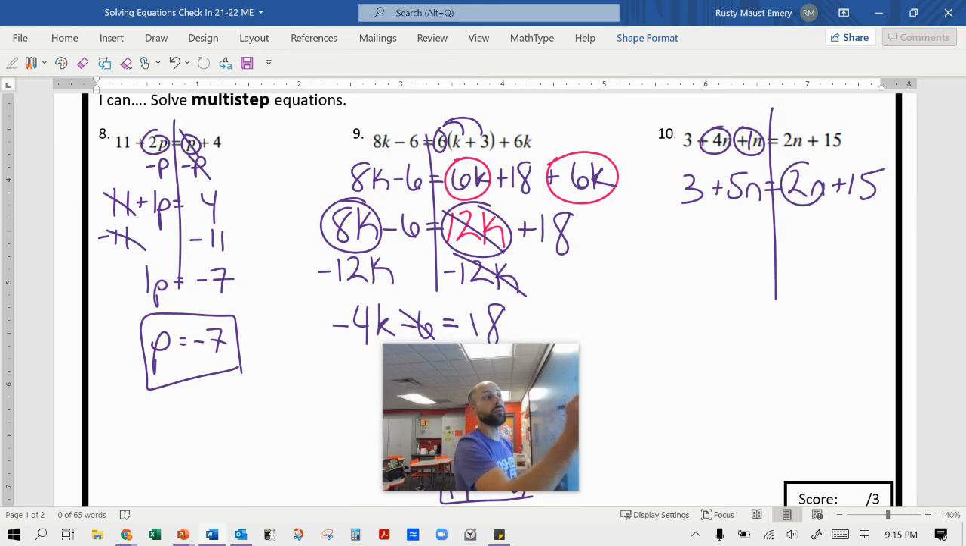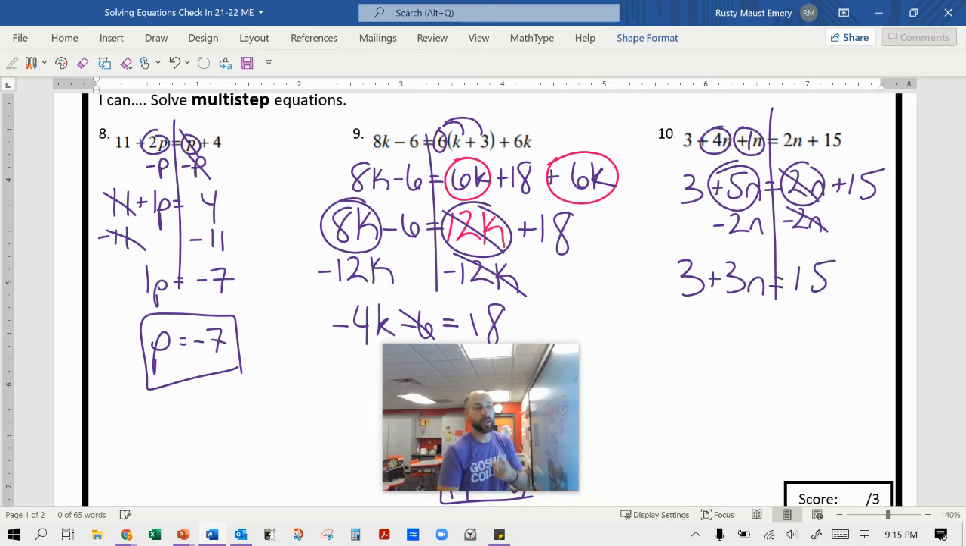So now I need to get the variables to the left. So subtract 2n, subtract 2n. Leaves me with 3 plus 3n equals 15. And now I have 2 more steps.